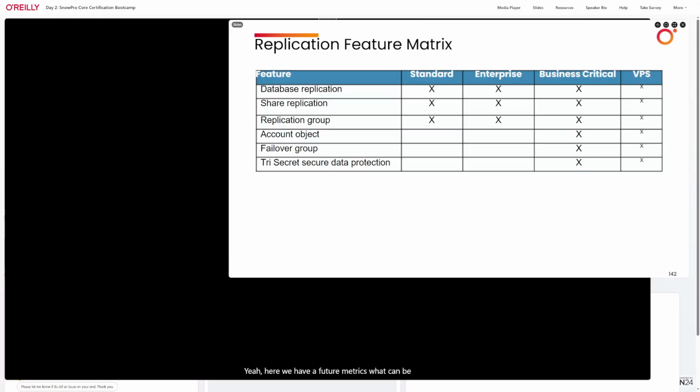Here we have a feature matrix, showing what can be done on which edition. On the standard one, what you can do is database replication, share replication, and you can create a replication group. Same goes for enterprise. And if you want to do a failover or account object replication, you need at least a business critical edition.